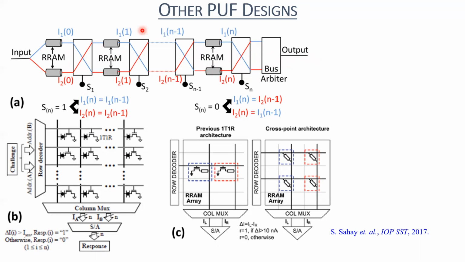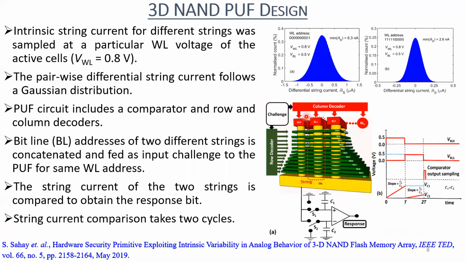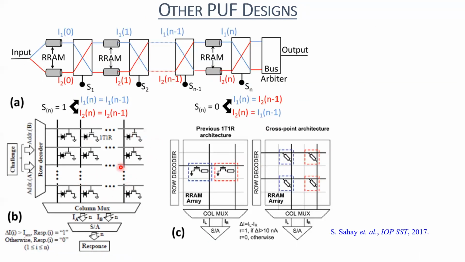Here the race condition is basically responsible for this, and it's because of the variations in the RRAM that give you the variation in the path length or the path resistance. You can also achieve a similar kind of comparison based PUF using a 1T1R array. Here you provide the address of the rows and then the address of the column. Then you sense the current.